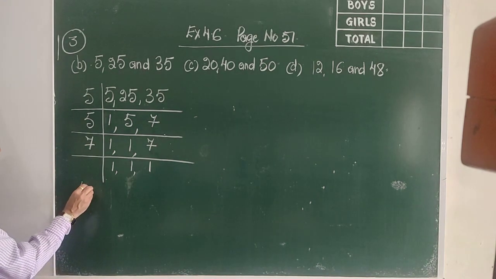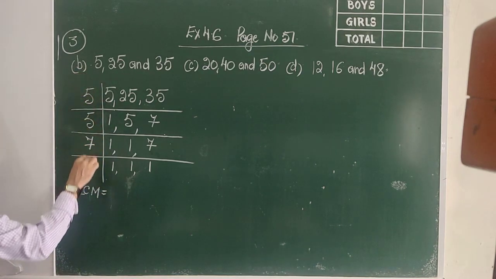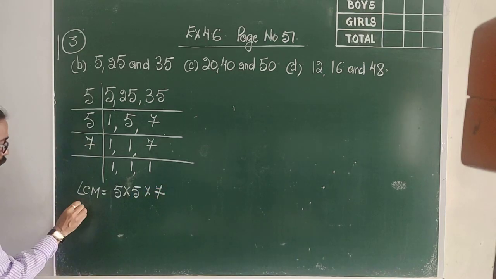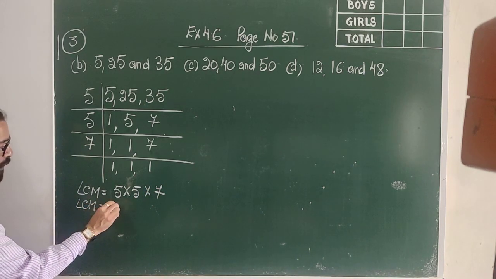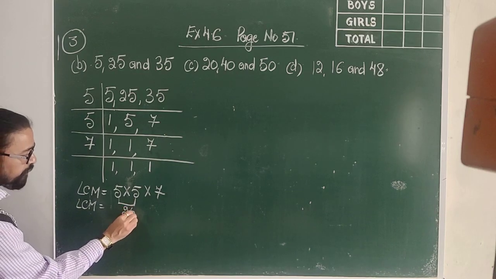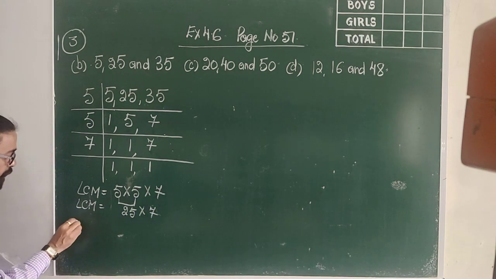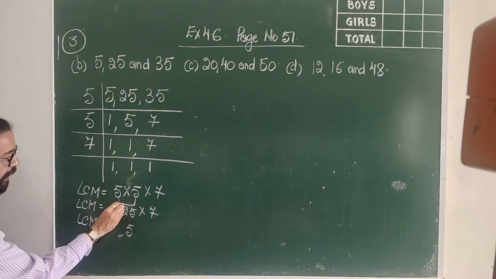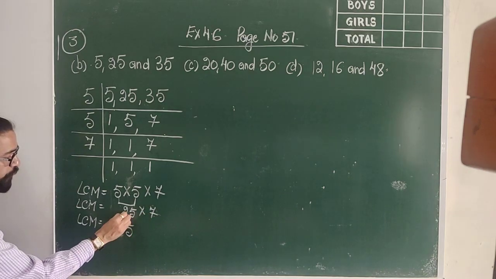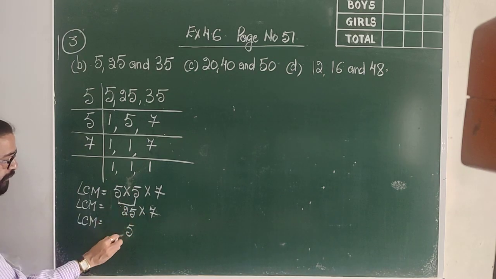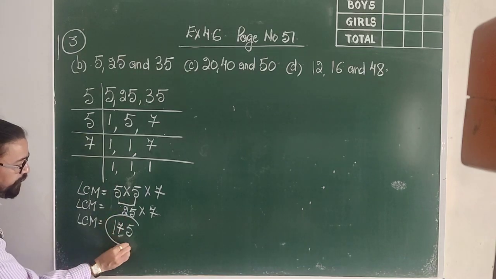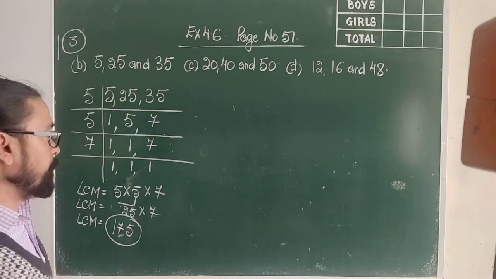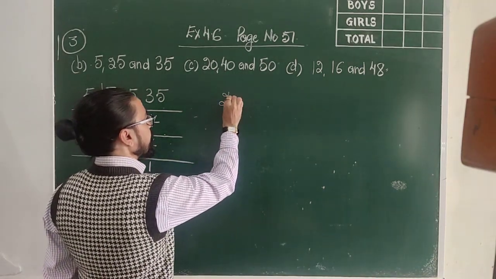Now what do I do to find the LCM? I just multiply all the divisors: 5 into 5 into 7. So the LCM would be 5 fives are 25, 25 into 7. So the LCM will be equal to 7 fives are 35, carry 3, 7 twos are 14 and 3 is 17. So 175 is my LCM. This is called the short division method. Let's go to the next sum.